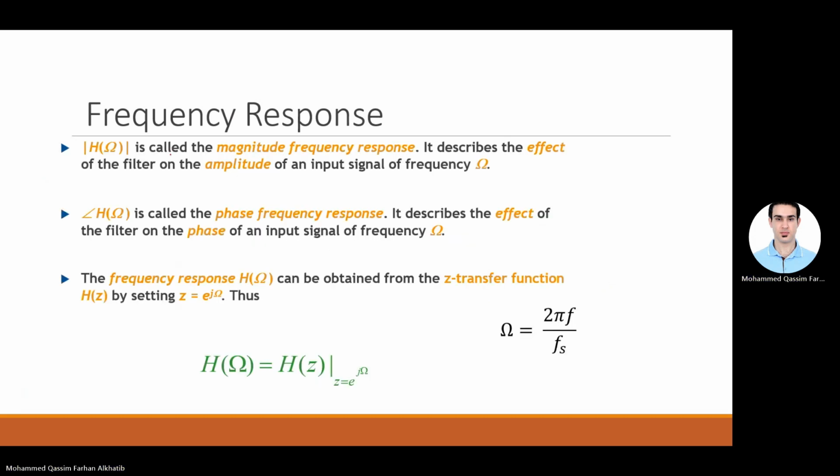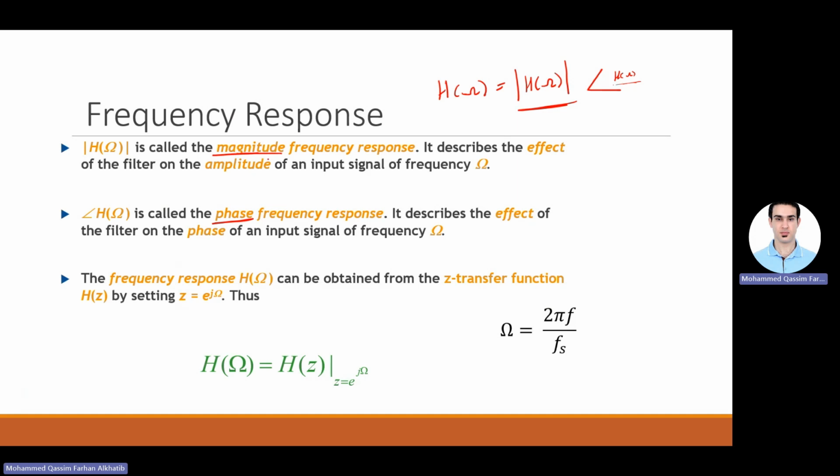And each filter comes with two things, magnitude or amplitude, and phase. So the filter H of omega could be represented in this manner: the magnitude of H of omega, and this angle of H of omega, which is the angle or the phase of H of omega.